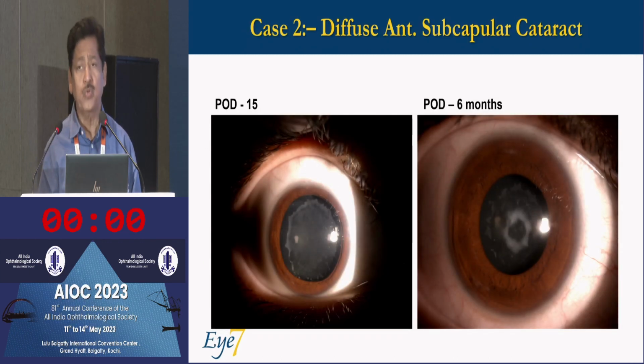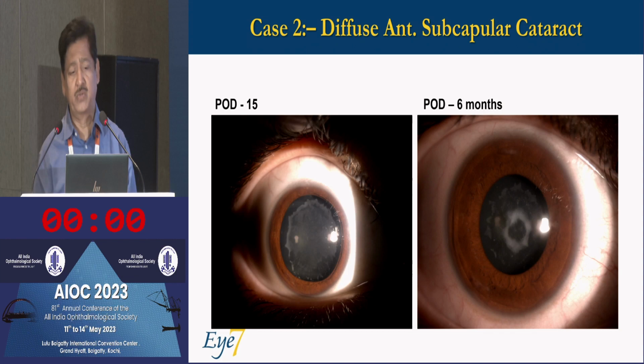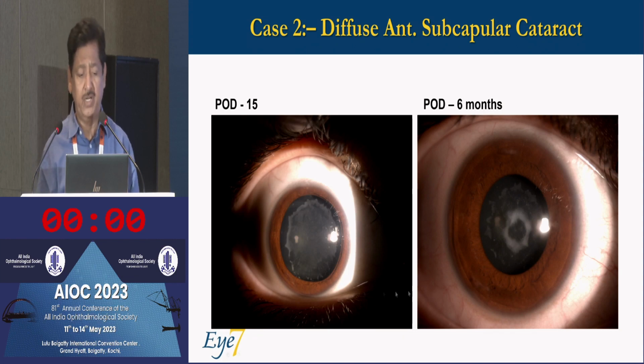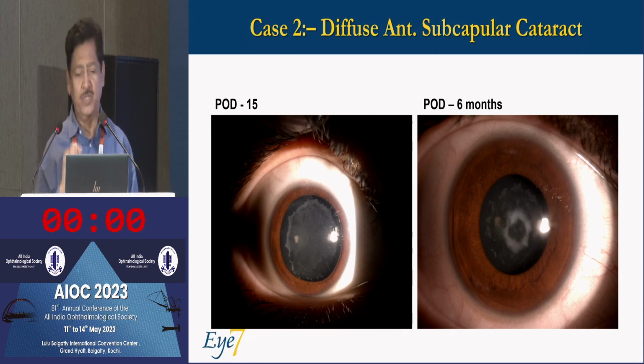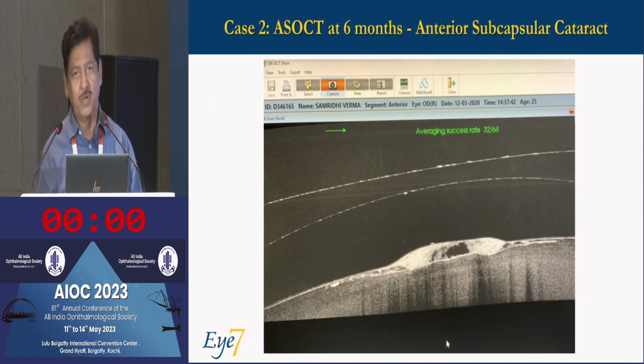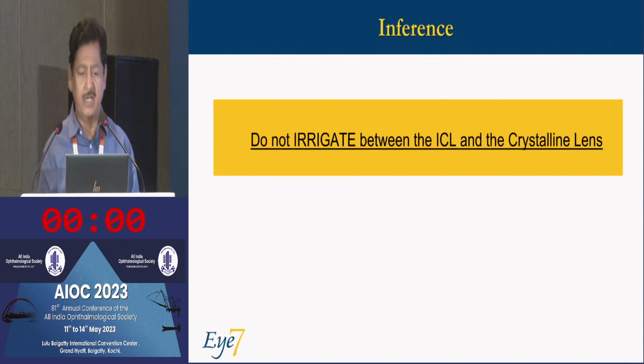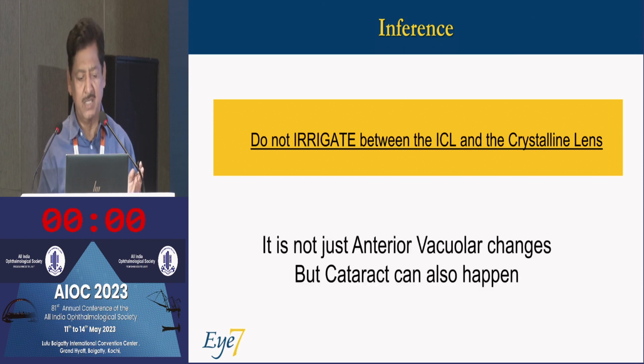However, we had another different scenario, a diffuse anterior subcapsular cataract, and we waited. We expected this would dissolve, but it didn't. It kind of collected towards the center, and it developed into a frank cataract, and it had to be removed as a cataract. So the inference was, do not irrigate between the ICL and the crystalline lens. And it is not just the anterior vacuolar changes, but cataract can also happen.